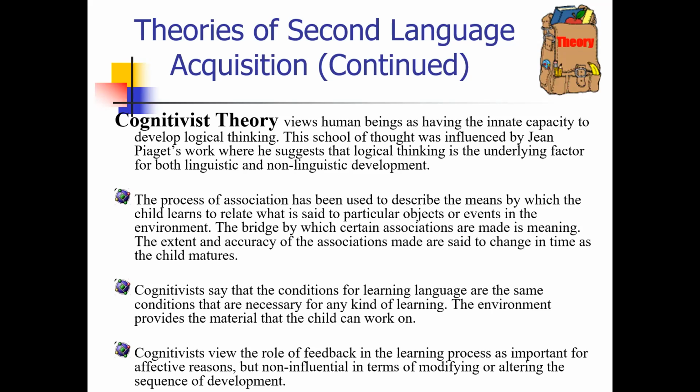The second, cognitivists say that the conditions for learning language are the same conditions that are necessary for any kind of learning: the environment and the material that the child can work on. The third is that cognitivists view the role of the feedback process as important for effective reasons, but non-influential in terms of modifying or altering the sequence of development.